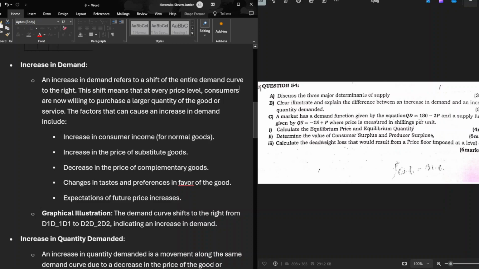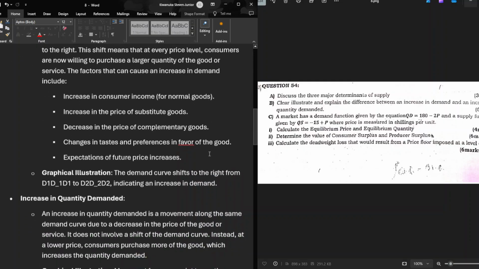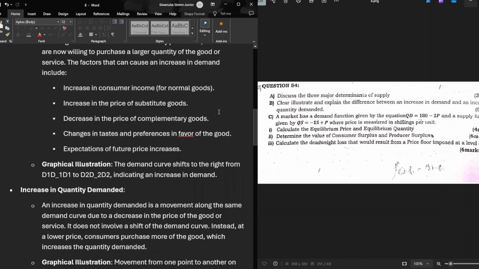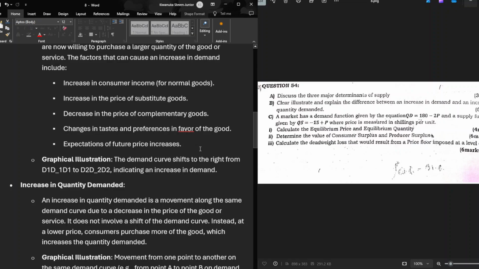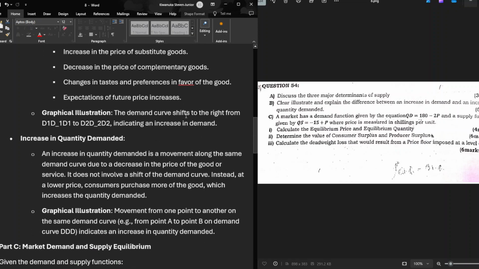This is increase in demand to the right, as you saw the entire demand curve moves to the right. This means that at the same price level, consumers are willing to purchase more of that good due to favorable factors affecting demand, like increase in the consumer's income for normal goods, increase in the price of substitute goods, decrease in the price of complements, change in tastes and preferences becoming favorable. The demand curve shifts from D1 to D2, depending on how you have illustrated it.